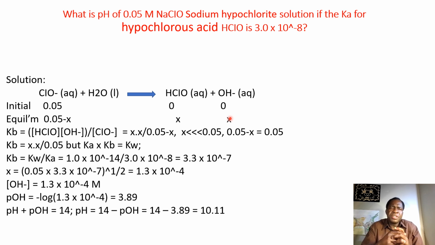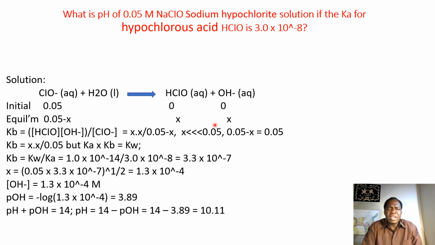Okay, on this slide here we have the problem. What is the pH of a 0.05 molar NaClO (sodium hypochlorite) solution if the Ka for hypochlorous acid, HClO, is 3.0 times 10 to the power minus 8? Okay, so you have to proceed.